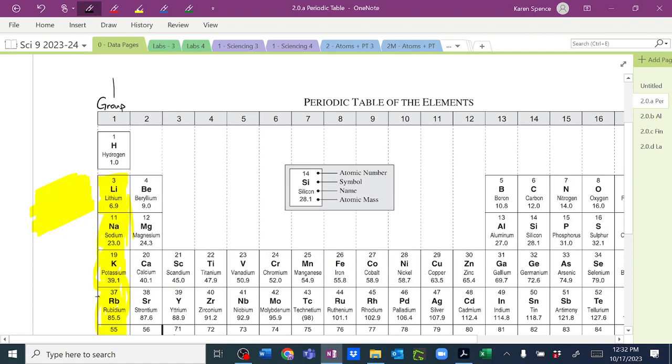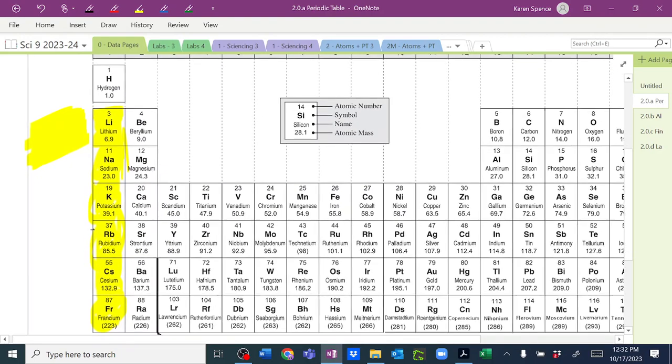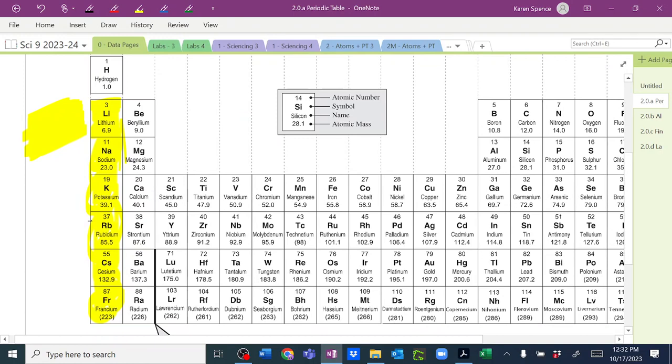Groups go up and down. So that is group number 1. And other than hydrogen, all of these guys also belong to a group that has a name. It is the alkali. And how do you spell that? A-L-K-A-L-I. So those are your alkali metals, yes.